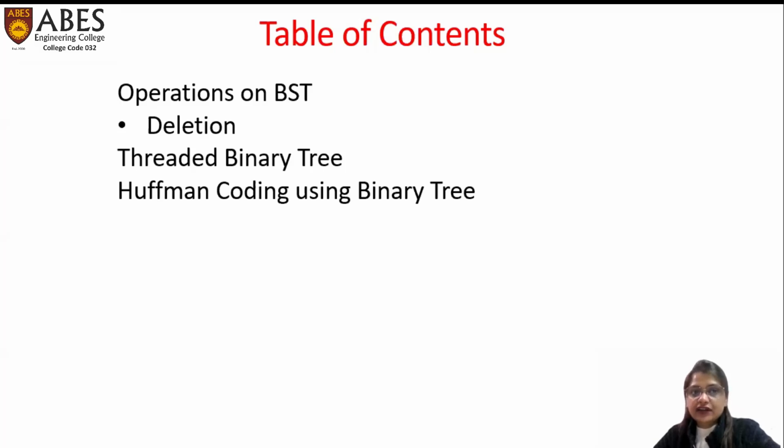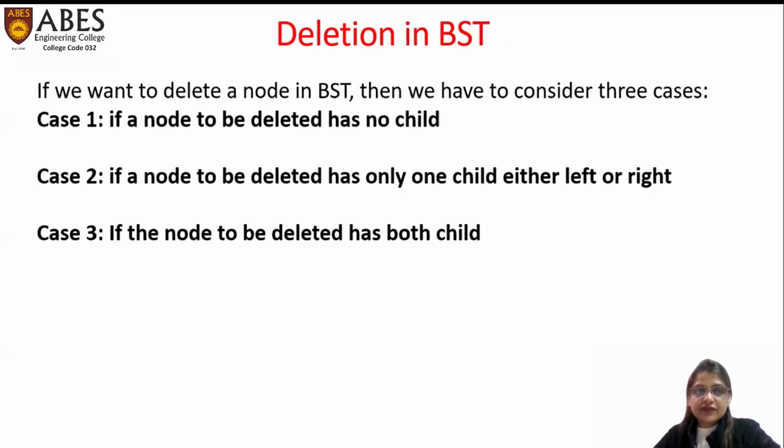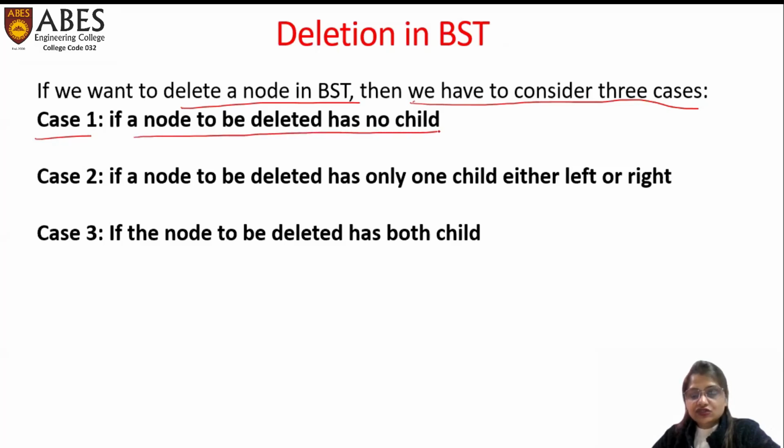Let us start with the deletion operation. If I want to delete a node in a binary search tree, then before directly deleting that node, we have to consider these three cases. Case 1: if a node to be deleted has no child, it means that the node which I want to delete does not have further children. Case 2: if a node to be deleted has only one child, it can be either left or right.